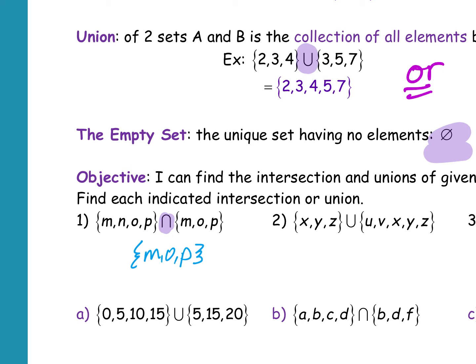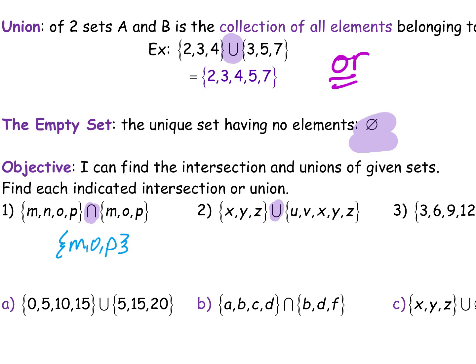Okay, and then number 2, this one they want a union. So always make sure you look and see what they're looking for, if it's an intersection or a union. So union is everything in both sets. I don't have to rewrite it more than once if it's in both of them, but it has to be in there. So XYZ and UV XYZ.